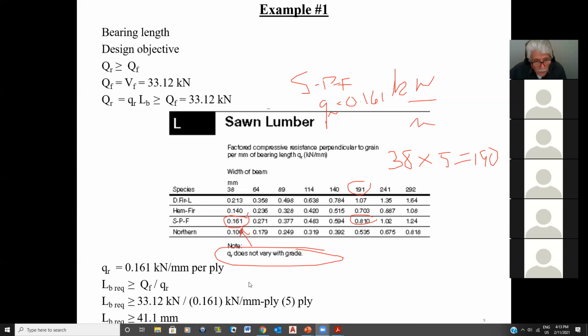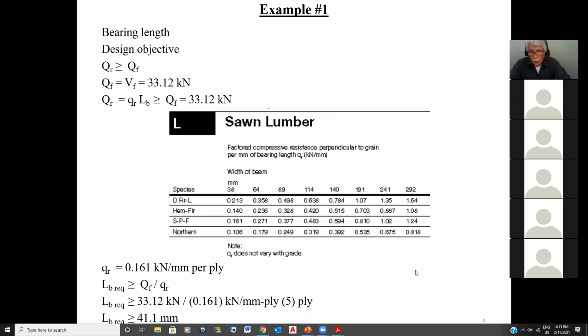41.1? Okay. And guys, don't go over 1 decimal place, please. I mean, we're talking 0.1 millimeters. Who's even going to see that? So that means that as long as the beam sits at least 41 millimeters on its support, there shouldn't be a problem with bearing. And of course, normally we always provide more than 41 millimeters, but that's what I'm going to keep in mind for this beam.